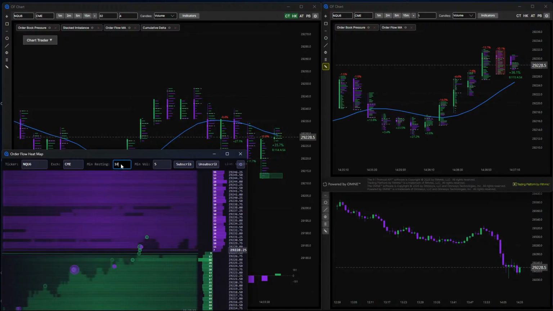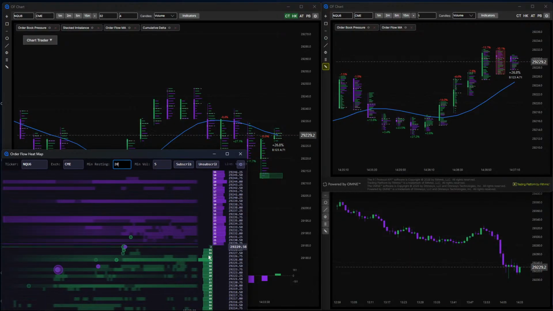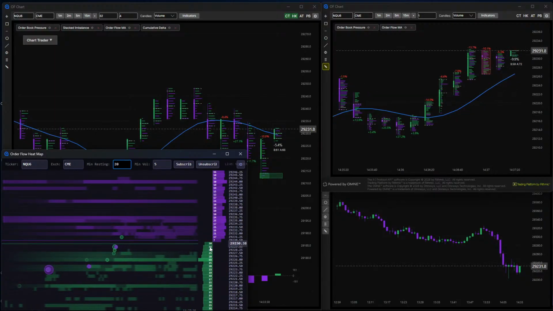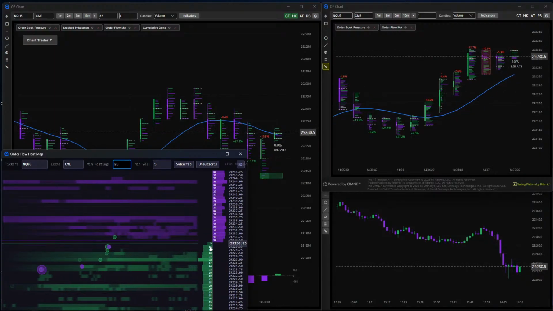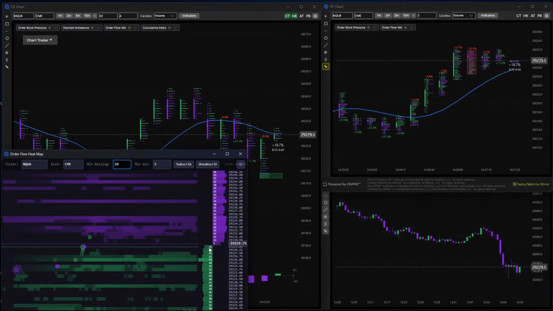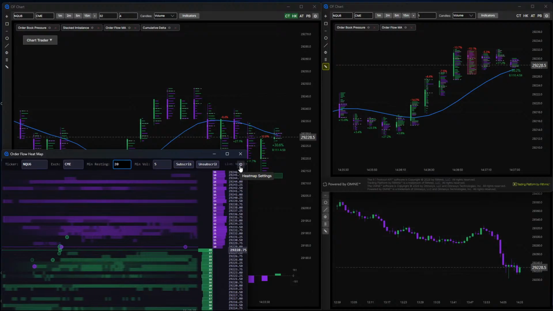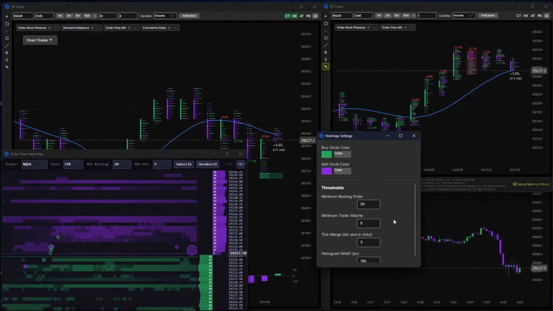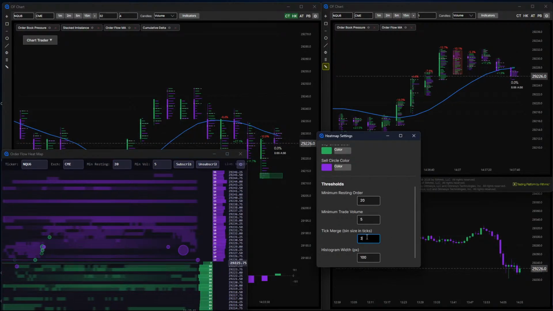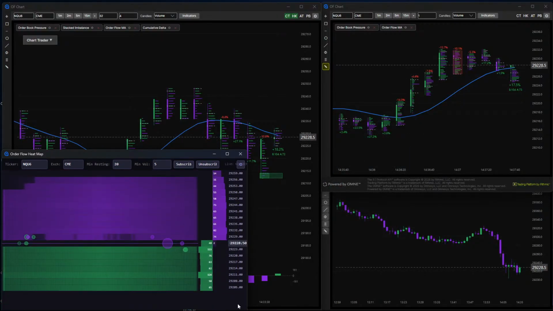All right, let's tick merge this. So if I tick merge it to 4, see, tick merge this to 12, thinking those numbers should be the same roughly.